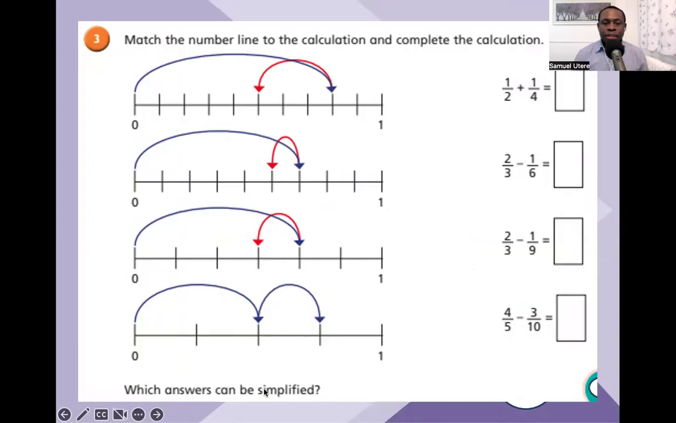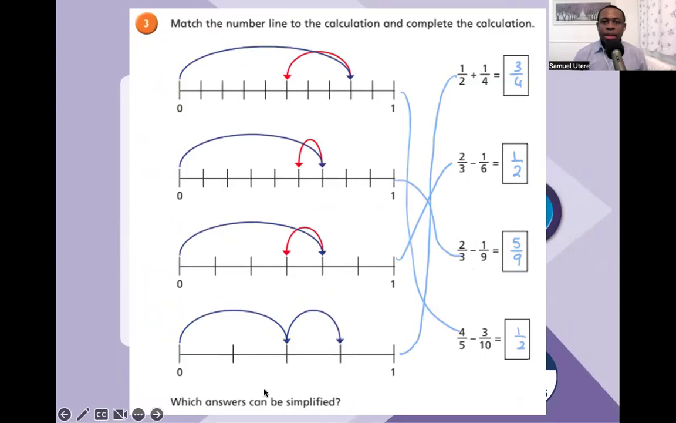Assuming you've paused the video and you've answered question 3, here are the answers. So here you are asked to match the number line to the calculations and complete the calculation. These calculations shouldn't be a challenge to complete when we think about making the denominators equivalent. So really quickly, you can see that we have a common multiple of 4 between 2 and 4. So we can simply multiply that by 2, and whatever you do to the denominator, you have to do to the numerator. So this is like saying 2 over 4 add 1 over 4, which is 3 over 4.